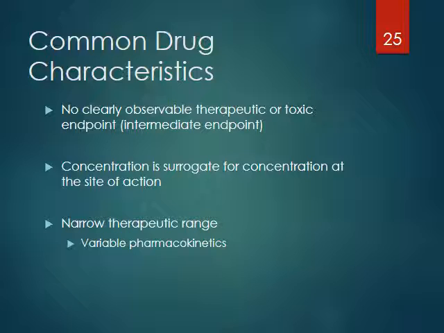You also, hopefully, if you're doing therapeutic drug monitoring on the drug, the concentration is going to be a surrogate for concentration at the site of action. We talked about that before as being a requirement for this. And then also, usually the things you're going to do therapeutic drug monitoring on are going to have a narrow therapeutic range, which means that they can have pretty variable pharmacokinetics depending on the patient you're dealing with, and usually are going to be such that the toxicity can be pretty severe, even though the medications really are going to be pretty necessary for treatment. So I'll give you some examples of those in just a bit.